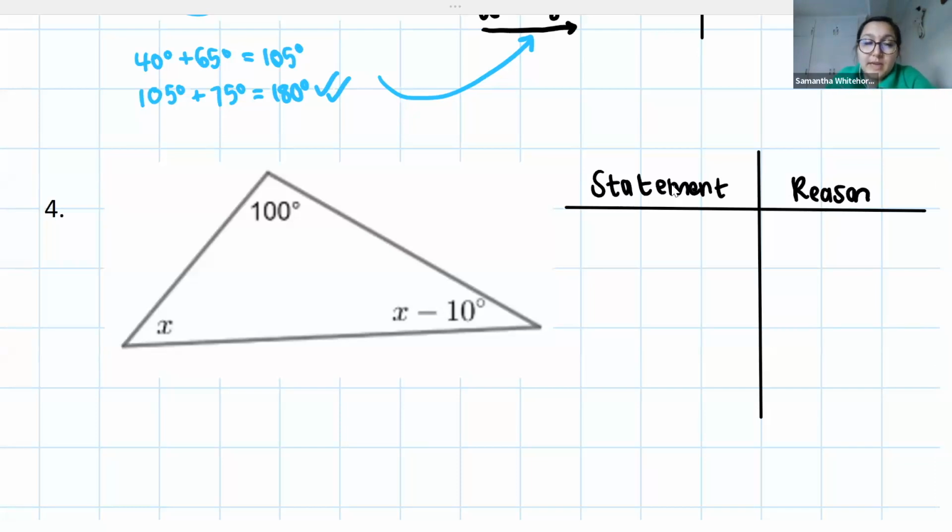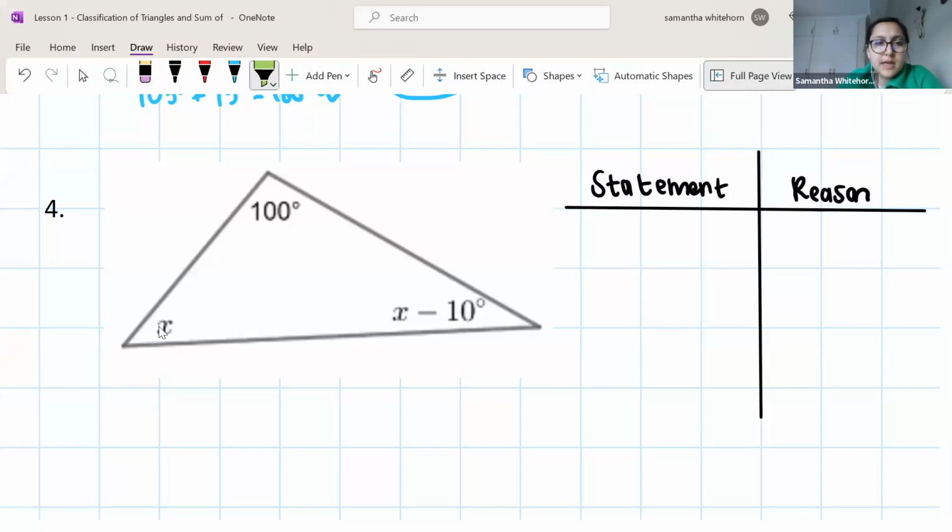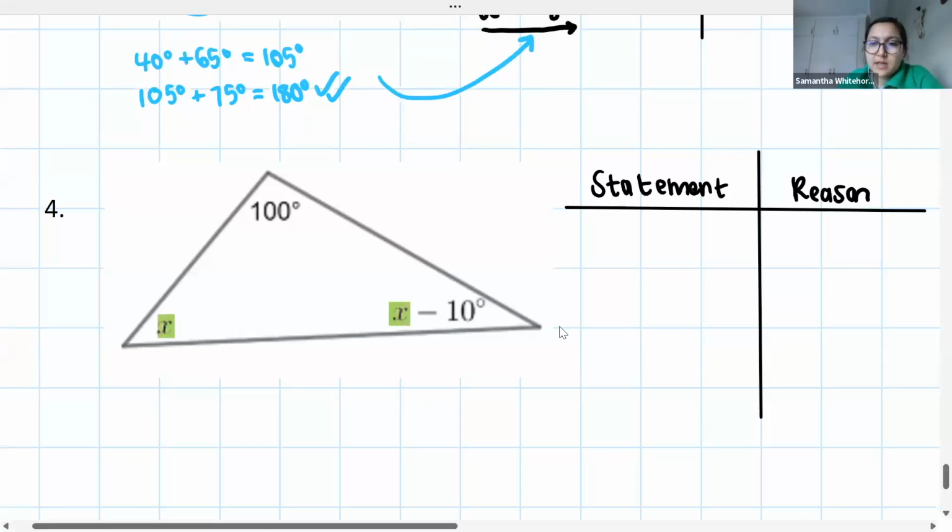You are looking for x, yes. Even though there's two x's, remember, once you've found one x, they're the same value. Because they're the same variable, this x and this x are exactly the same. So once you've found x once, you're done.